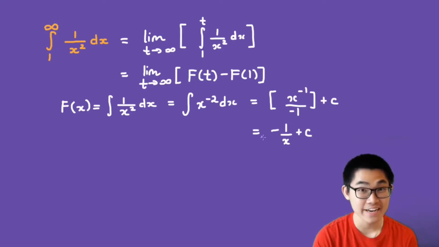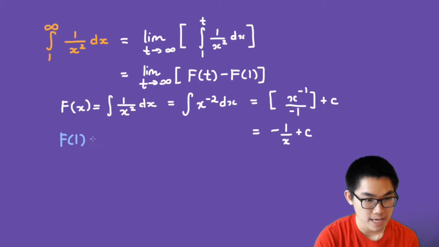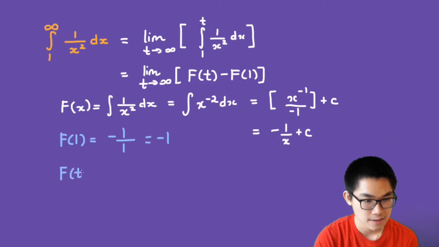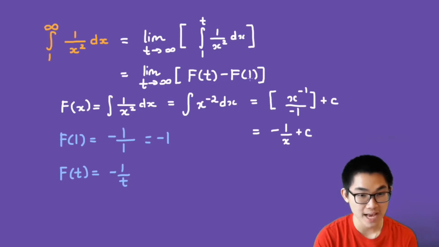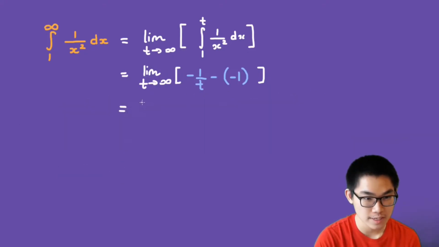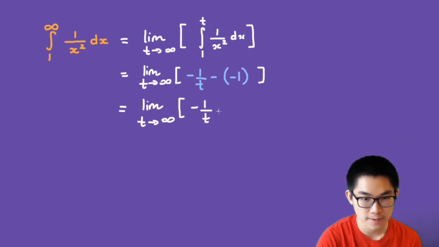We found the antiderivative, f of x. So what is f of 1? f of 1 will be equal to negative 1 over 1 plus c. But we don't need to write out the plus c because this is the antiderivative, right? So f of 1 will just be equal to negative 1. And f of t is going to be equal to negative 1 over t. We found these two values. Let's go ahead and put them back into this limit. So this is equal to the limit as t approaches infinity of minus 1 over t plus 1.